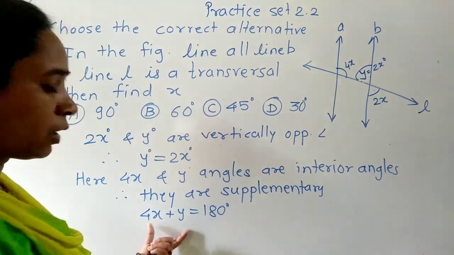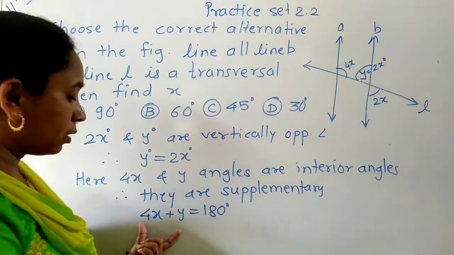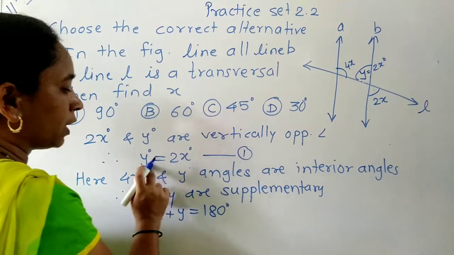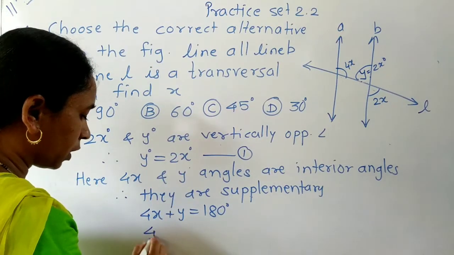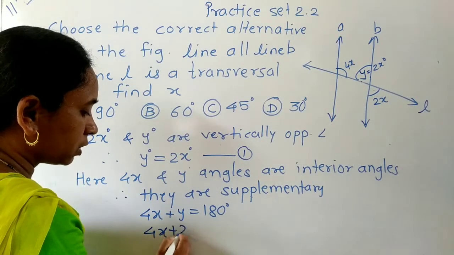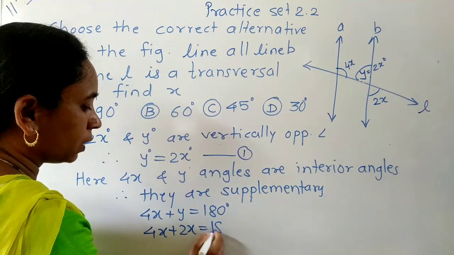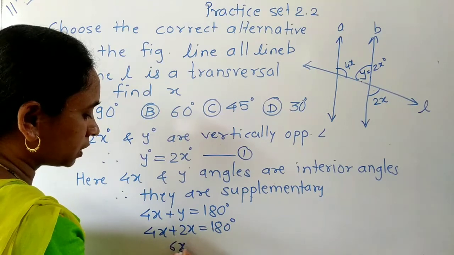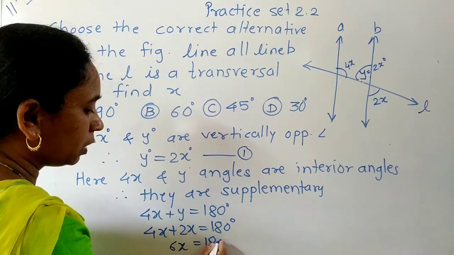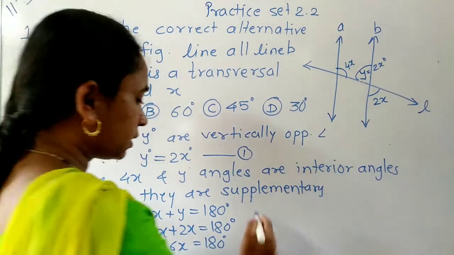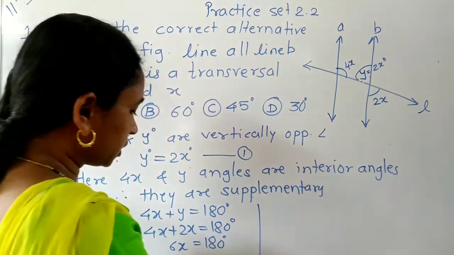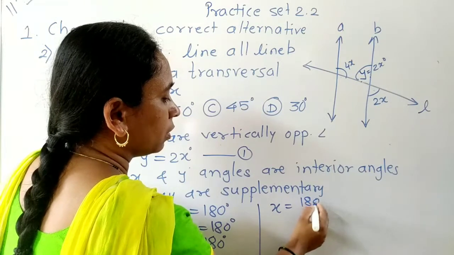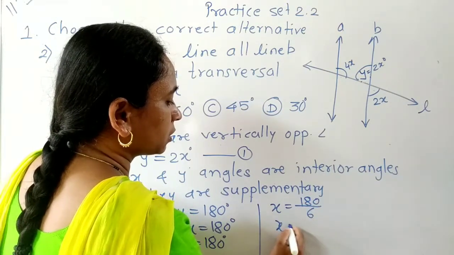But we cannot add it, because these are not like terms. But y's value we know it. What is the value of y? y is nothing but 2x. So I will put it here: 4x plus 2x is equal to 180 degrees. Now I can add it. 4x plus 2x would be 6x is equal to 180 degrees. Now 6x is equal to 180 degrees. Transfer 6 to this side, so it will go in division. So 180 divided by 6. That means x is equal to.